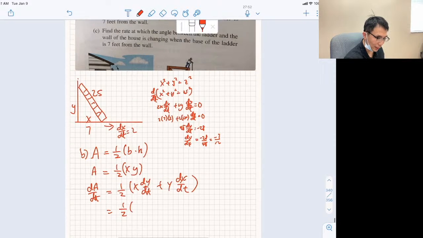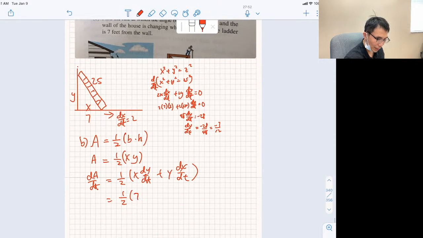So 1/2 x is going to be what? 7 times dy dt, which is negative 7 over 12, which is what you got yesterday, plus y, which is 24, and the dx dt is 2. And you just work out the math, and you get an answer for B. Which rule is that again? Product. And that's fairly straightforward. That's just like yesterday's number 3. There is no difference between this question and yesterday's question.